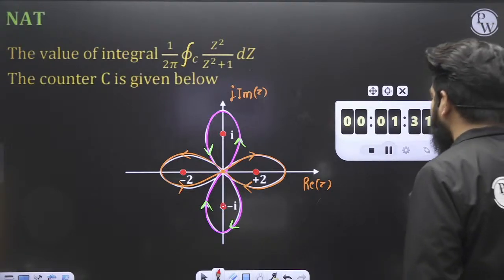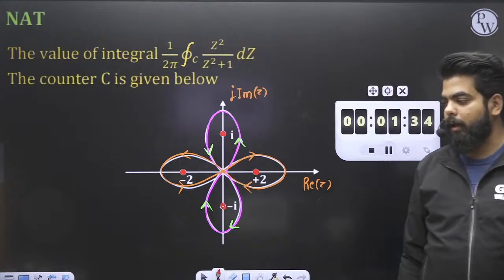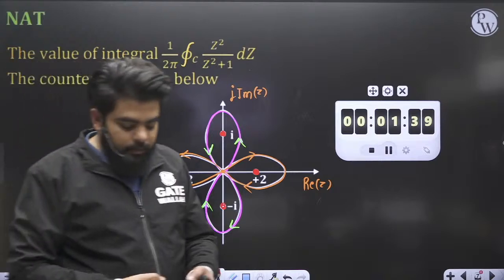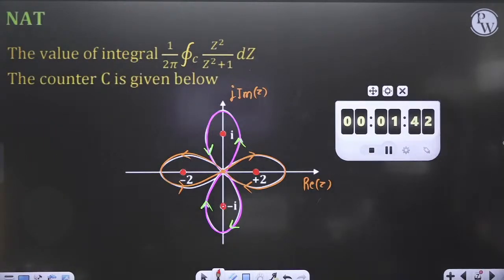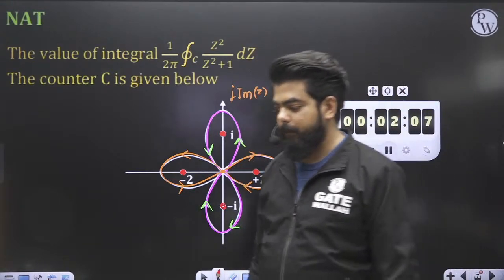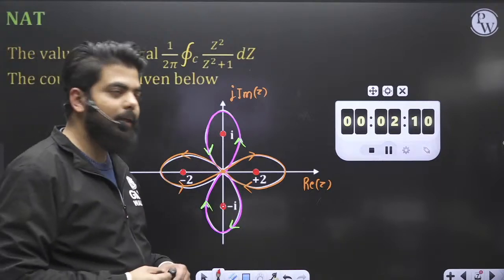Sona is getting the answer as -1. Anyone else is getting the same answer or maybe a different answer? -2, 1, 1, -2. Okay, fine. Let us solve the question.